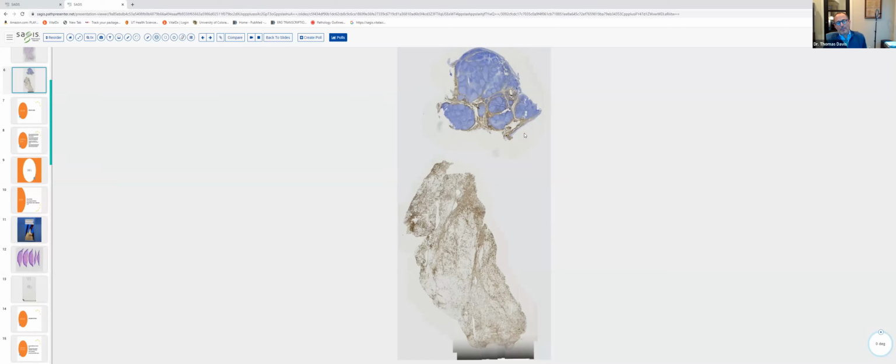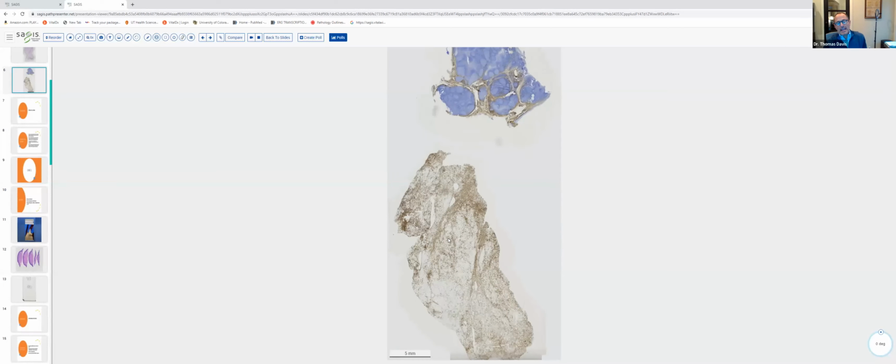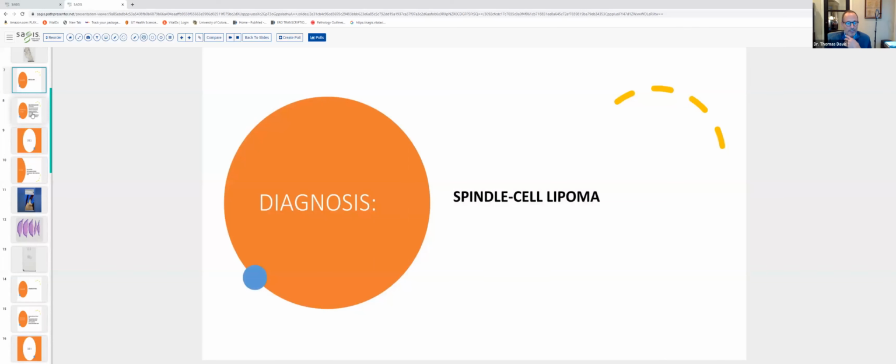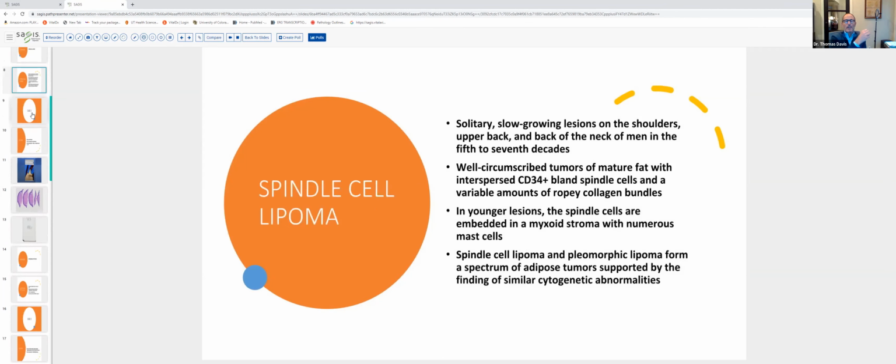The piece of tissue up at the top is our positive control. And then if we look in these more cellular areas, in the sections stained with CD34, we can see that these uniform spindle cells packed in between the ropey collagens are strikingly CD34 positive. And the constellation of findings in these sections, when coupled with the clinical presentation, are very characteristic of a spindle cell lipoma. Now, spindle cell lipomas, as you know, are typically solitary, very slow-growing lesions.